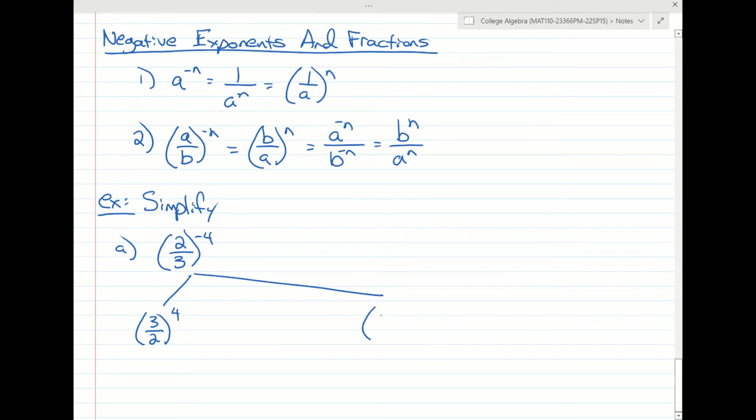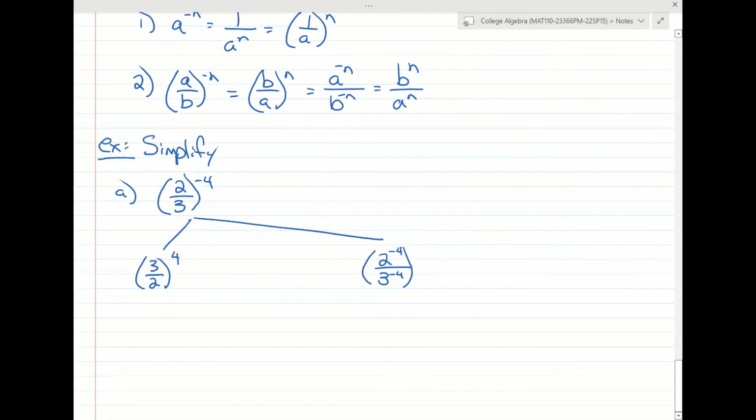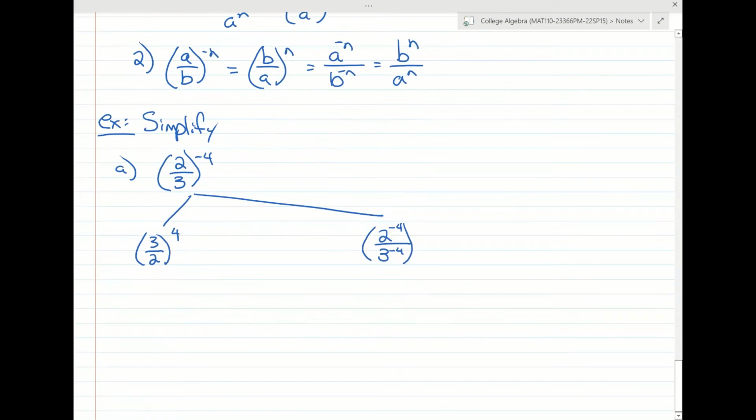Another way we could do this is we could say 2 to the negative 4th over 3 to the negative 4th. So there's a couple different ways we could do this. In the end, we'll still wind up with the same answer.